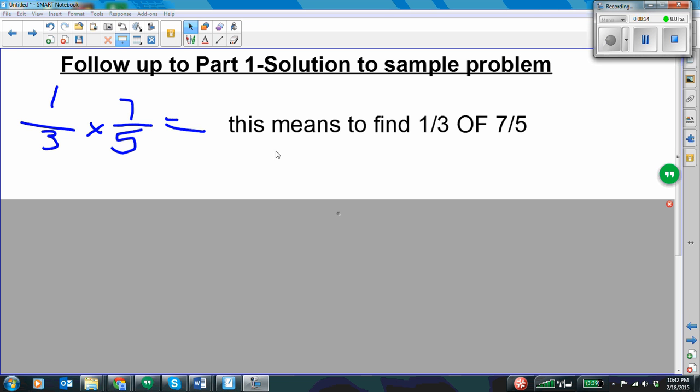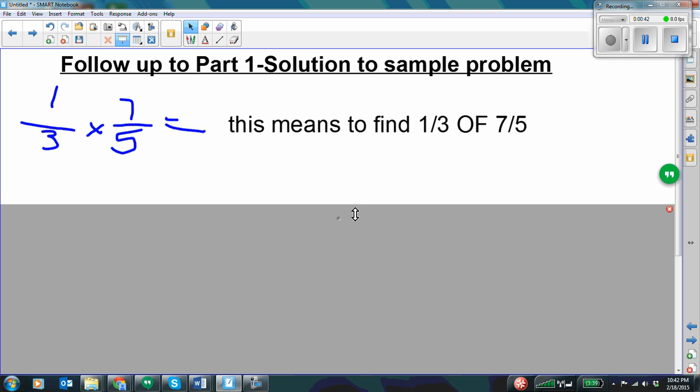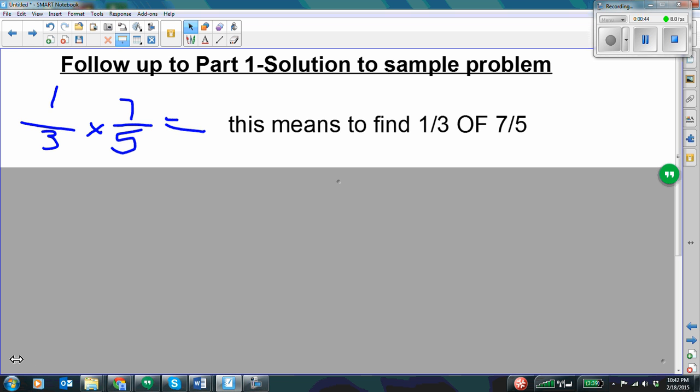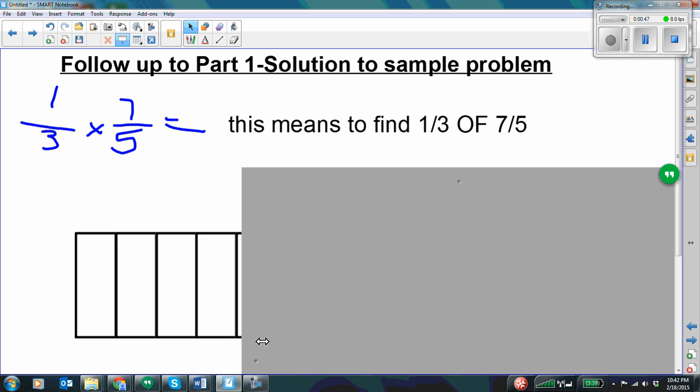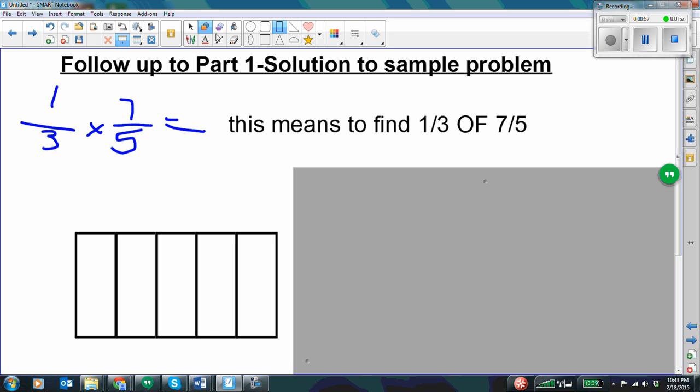So we know that it means to find a third, 1/3 of 7/5 or 7 out of 5 parts. So what I did first and foremost, below the screen here, moving from left to right, I drew a rectangle to represent my whole. We've been doing that for quite a few lessons now. And I know that the denominator, this part right here, is really shaping what I'm going to break that whole into. So I know I break it into 5 equal parts.